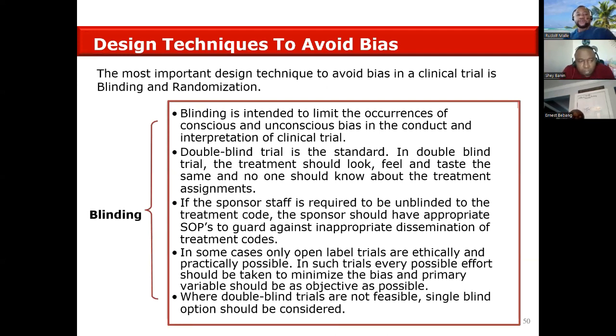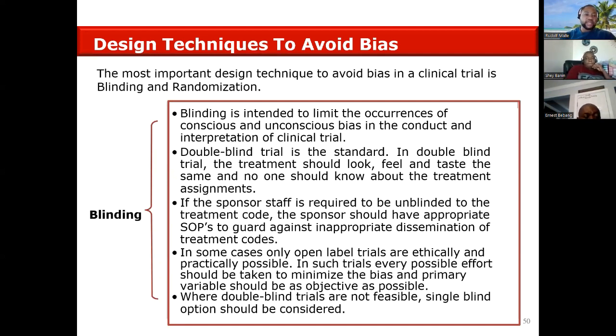Design techniques to avoid bias. So what are some of the design techniques that are used to avoid bias? One is blinding. Blinding is intended to limit the occurrence of conscious or unconscious bias in the conduct and interpretation of a clinical trial. A double-blind trial is the standard. So usually a study is double-blinded.